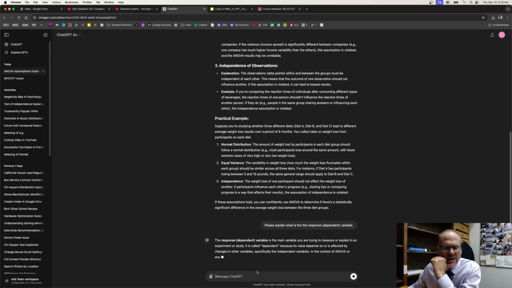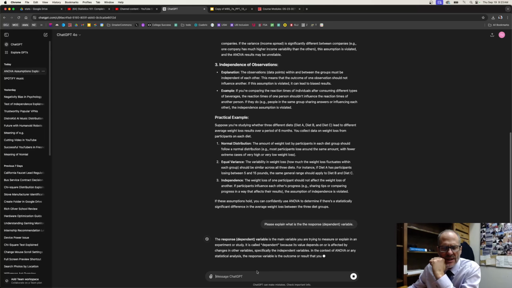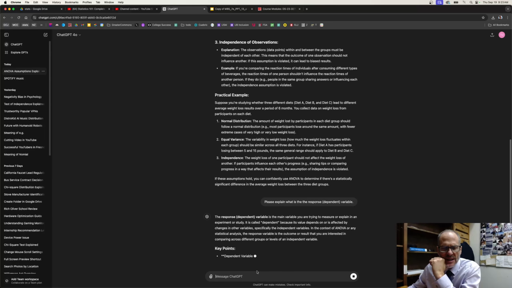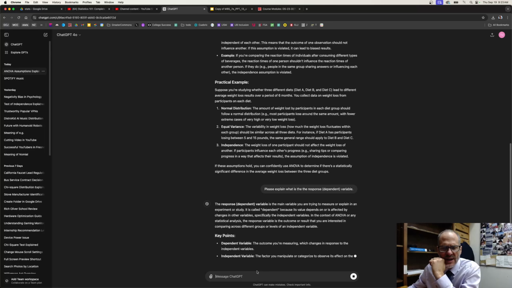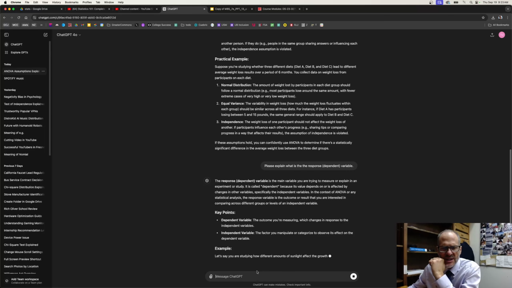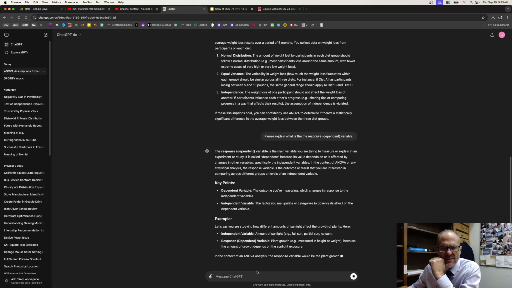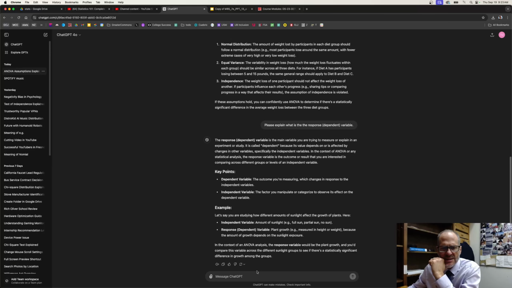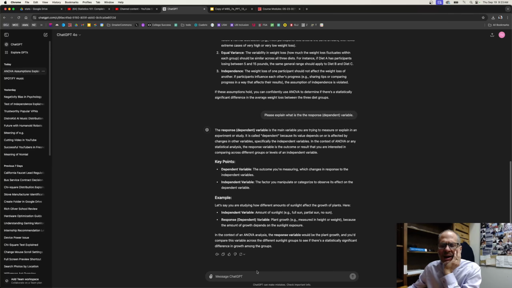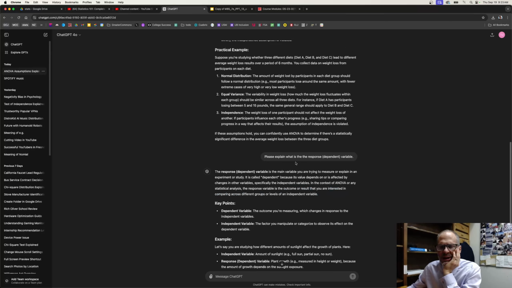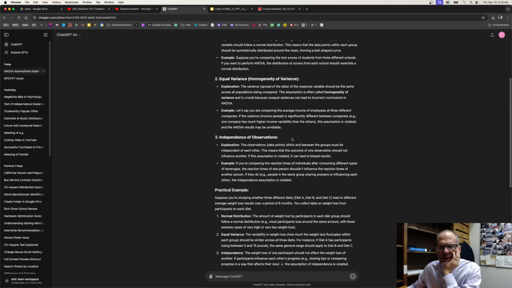The response-dependent variable is the main variable you're trying to measure or explain in an experiment or study. It is called dependent because its value depends on or is affected by changes in other variables, specifically independent variables. In the context of ANOVA or any statistical analysis, the response variable is the outcome or result that you're interested in comparing across different groups or levels of an independent variable. So the dependent variable will be test scores here.